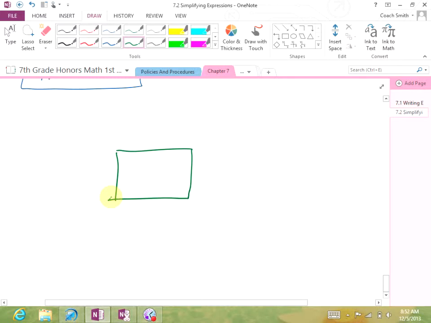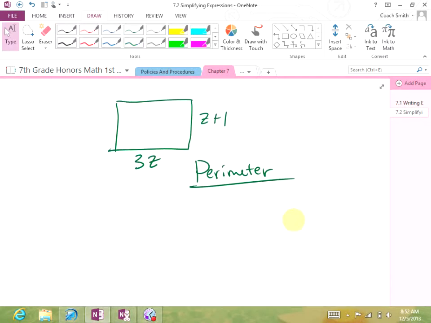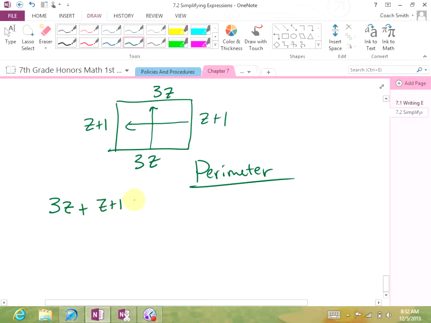You have a rectangle, and one side is z plus 1, one side is 3z. And they want to know the perimeter. Okay, the perimeter of a rectangle is you add up all the sides, correct? Yes. Okay, so if this side here is z plus 1, then that has to be z plus 1. This would have to be 3z. So we'd say 3z plus z plus 1 plus 3z plus z plus 1.